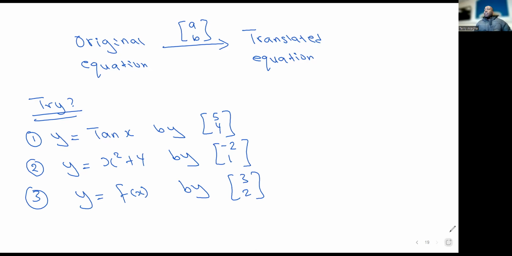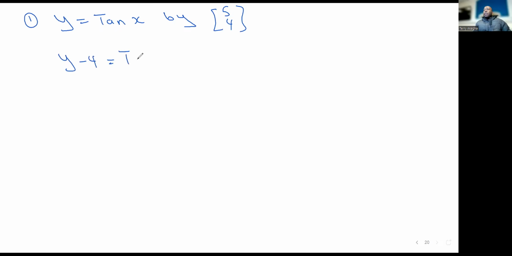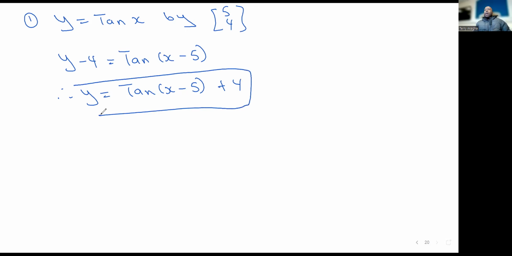All right, I'm going to solve it now so that you can be sure you got that. The first one: y is equal to tan x, and it's translated by 5 and 4. Anywhere you see y, you replace it with y minus 4, and x with x minus 5, following the rules. That gives y minus 4 is equal to tan of x minus 5, so y will be equal to tan of x minus 5 plus 4.